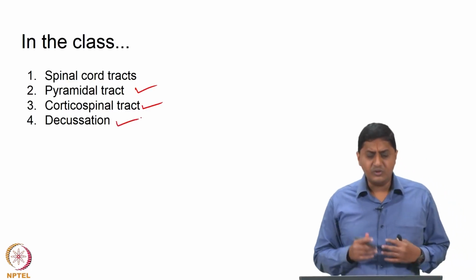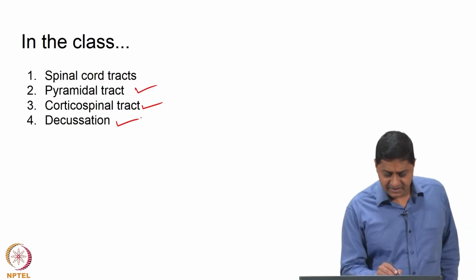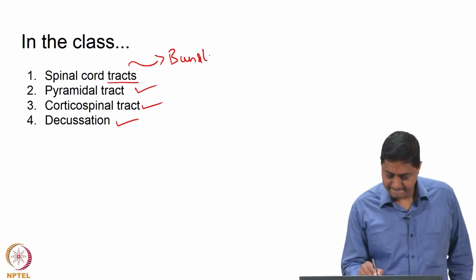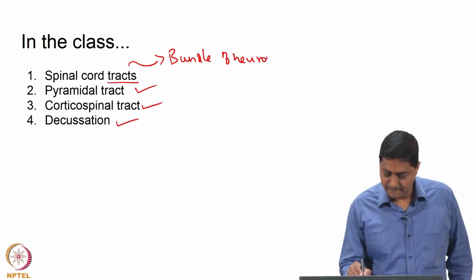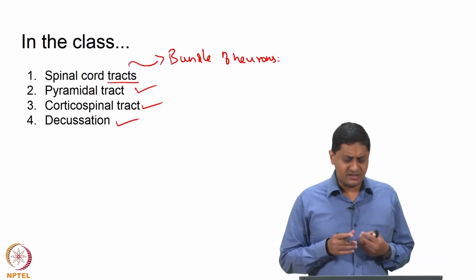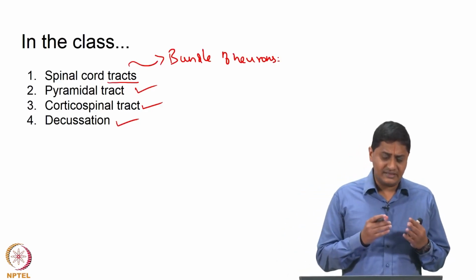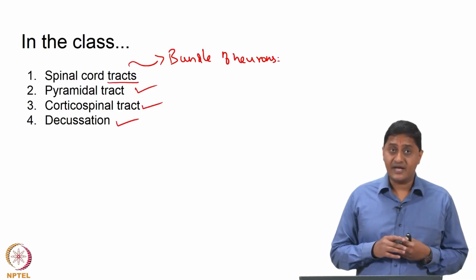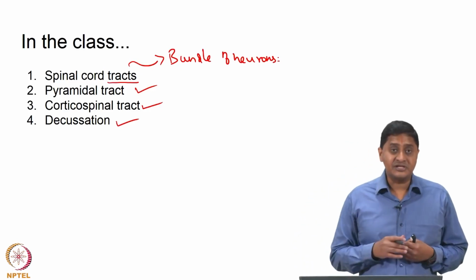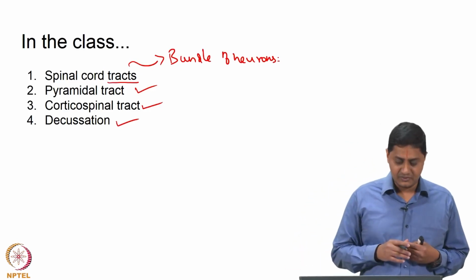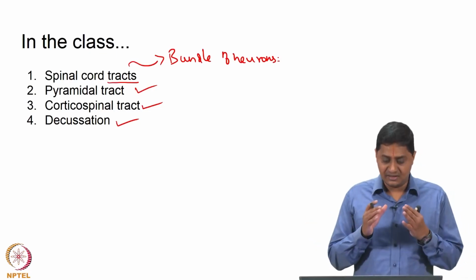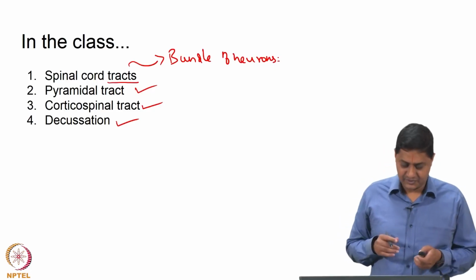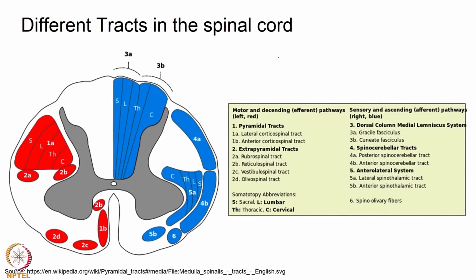Then we need to discuss the importance of the crossing over of the pyramidal tract, also called decussation. What do we mean by tract? Tract refers to a bundle of neurons. When we are talking about a pyramidal tract, it contains neurons whose cell bodies lie in the cortex and whose axons travel either to subcortical structures or to the spinal cord. They travel as a group, or as a bundle, and that is called a tract. So, there are multiple tracts of interest.